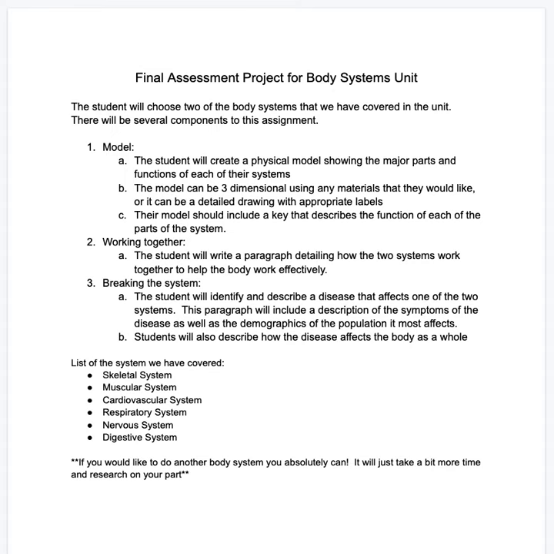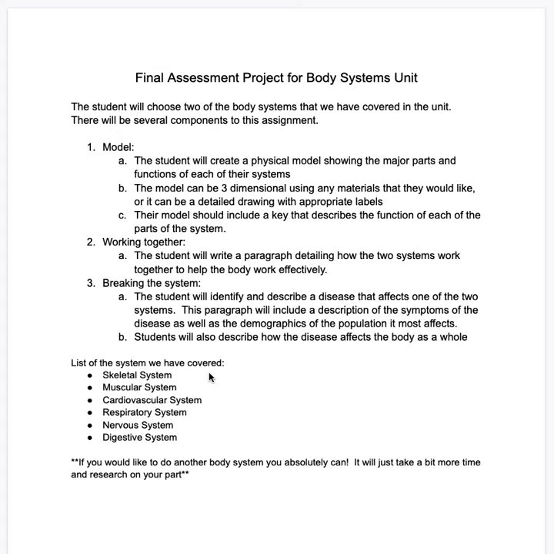So this is going to be your big final assessment project for your body systems unit. And there's a lot of choice within this. The big components of it: you are going to choose two of the body systems that we've covered so far in this unit. The ones that we've covered are down here. So we've covered the skeletal system, the muscular system, the cardiovascular system, the respiratory system, the nervous system, and the digestive system. There are a bunch of other systems in there that we did not necessarily get to cover. If you want to talk about the endocrine system or the immune system, you absolutely can. It's just going to take a little bit more time and research on your part because we didn't cover them or take notes on them in class.